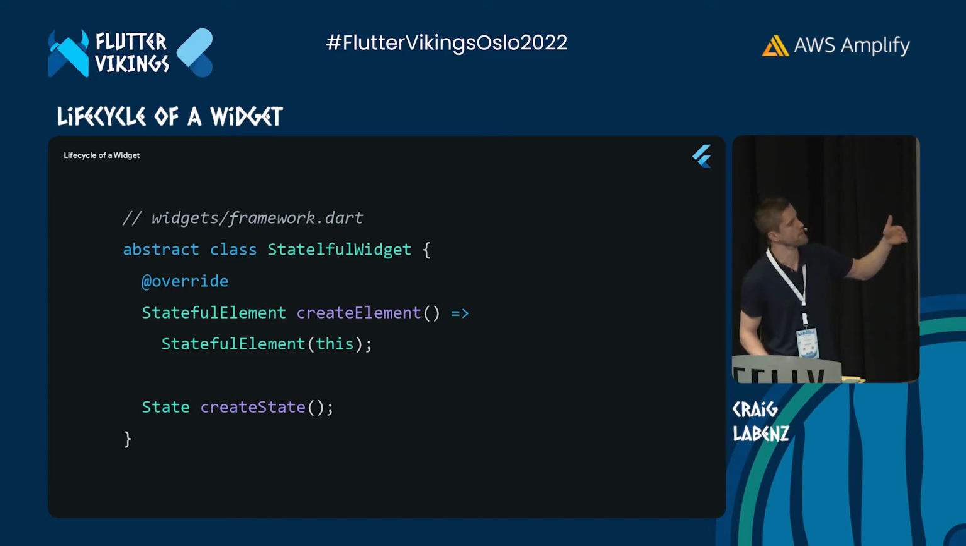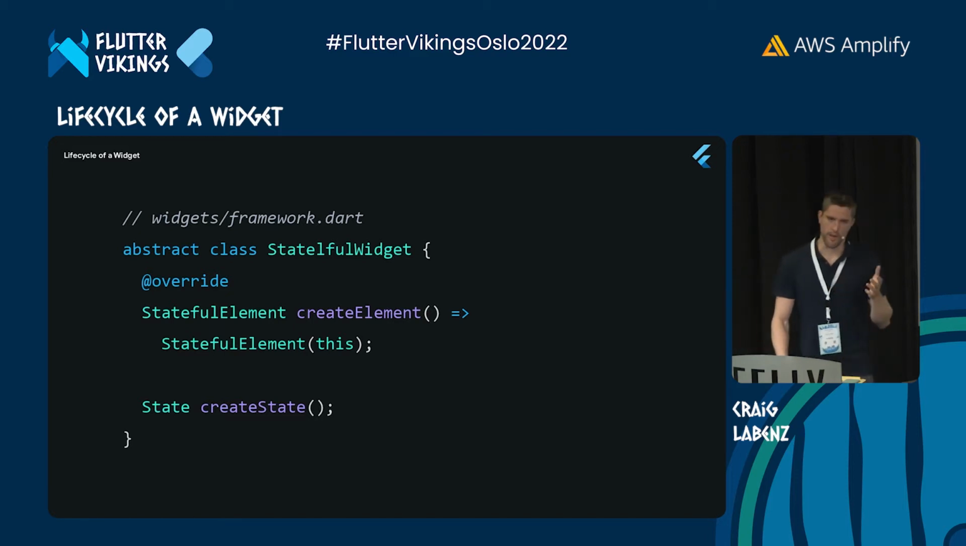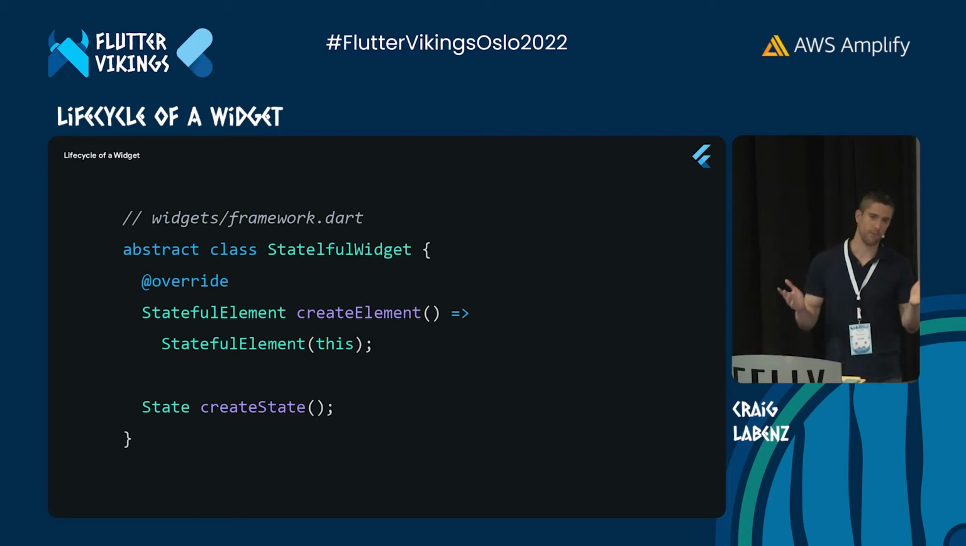And then continuing on to the second flavor of widget, the stateful widget, we again see that its create element method just returns a stateful element. So stateful widget, stateful element. And there is the create state method waiting to be implemented by us, or rather our IDE snippets, because we are not typing that anymore.